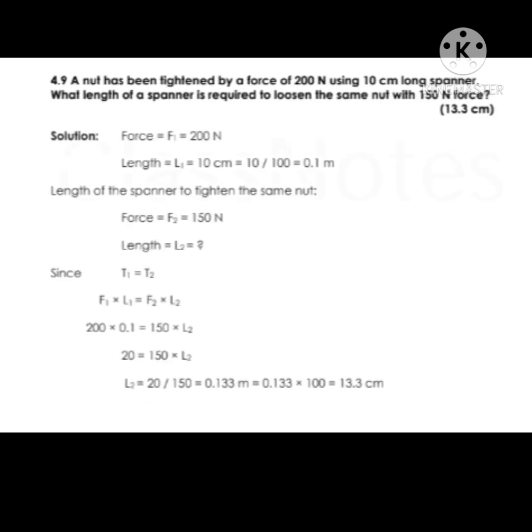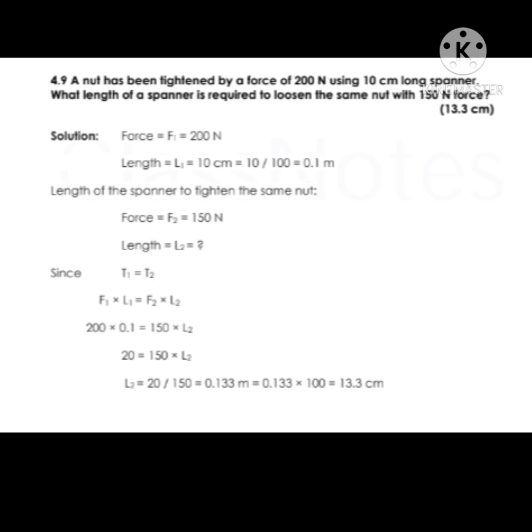Next, 4.9: a nut has been tightened by a force of 200 Newton using a 10 centimeter long spanner. What length of the spanner is required to loosen the same nut with 150 Newton force? Given data is force, that is F1 equals 200 Newton. Length, that is L1 equals 10 centimeter. By converting this into meter, we divide 10 by 100, we have 0.1 meter.